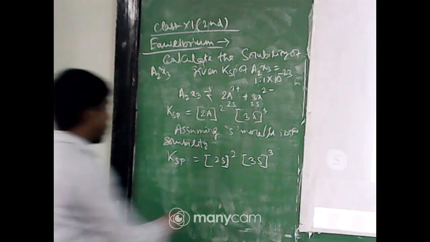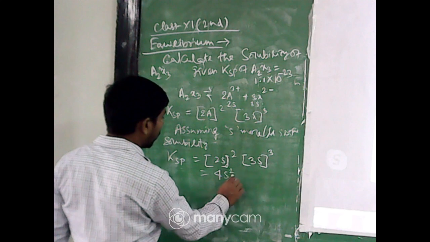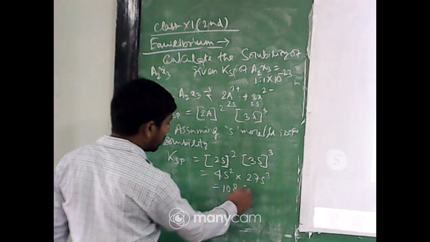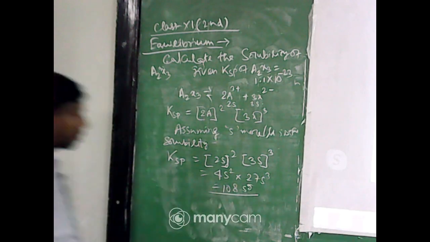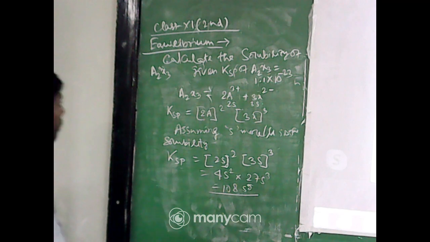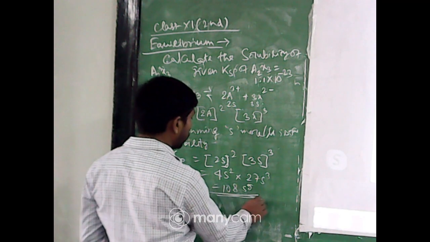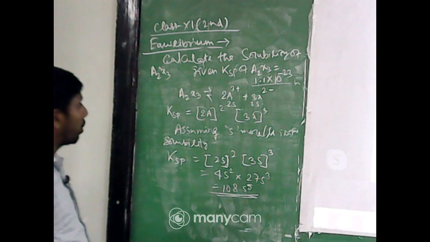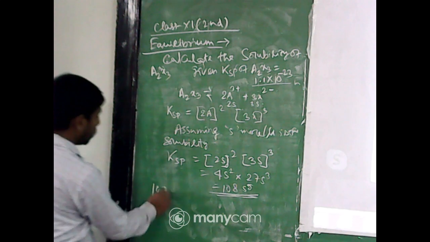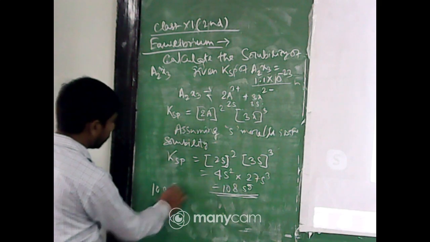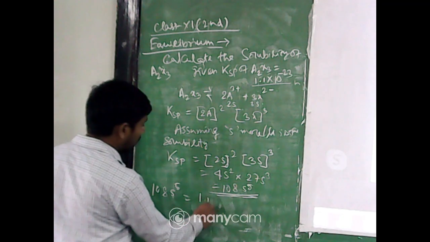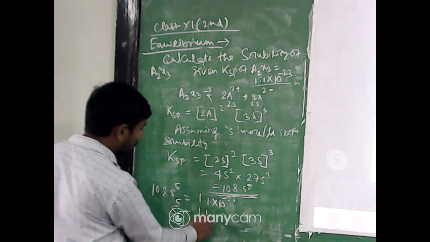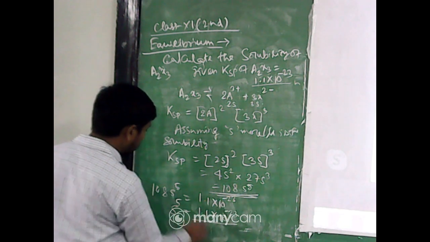Simplifying, it is 4S square into 27S cube, that is equal to 108 into S to the power 5. The numeric data is given as 1.1 into 10 to the power minus 23. So in the next stage, 108 S to the power 5 equals 1.1 into 10 to the power minus 23. So S to the power 5 equals 1.1 into 10 to the power minus 23 divided by 108.